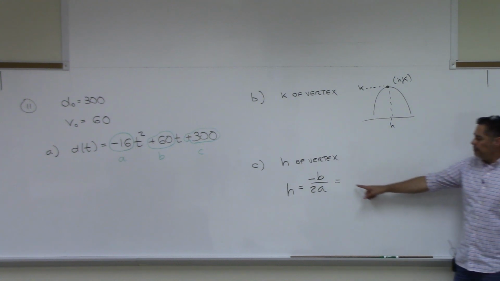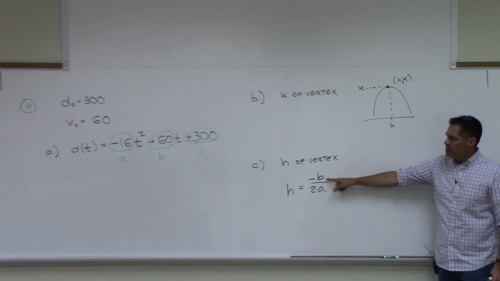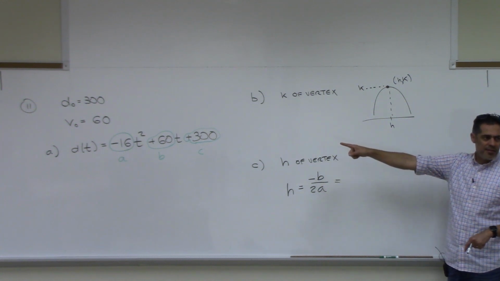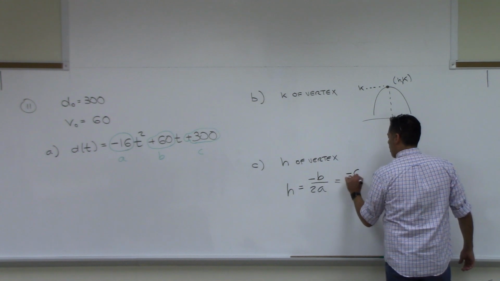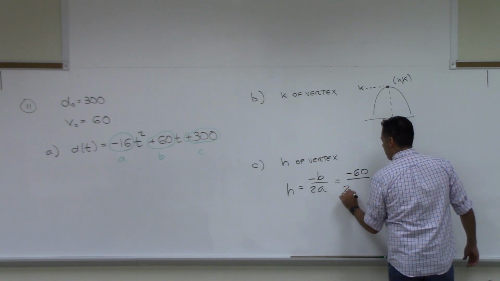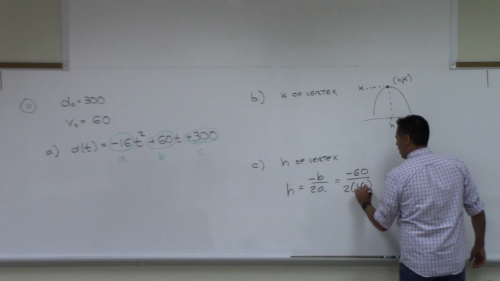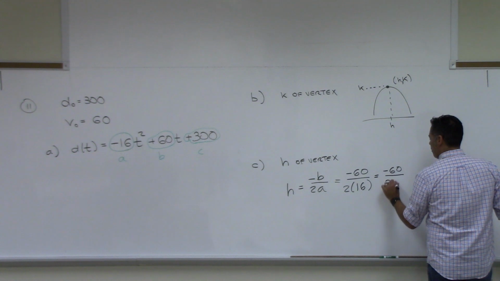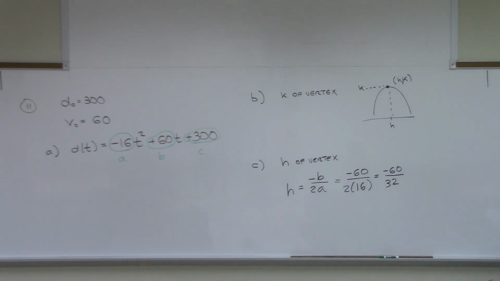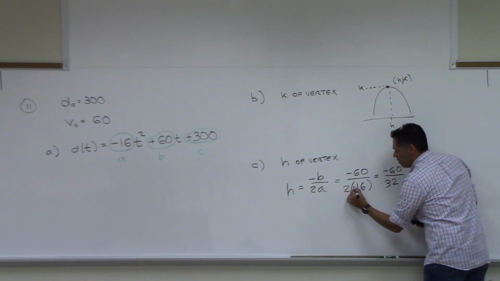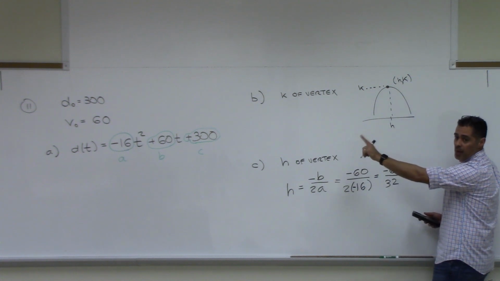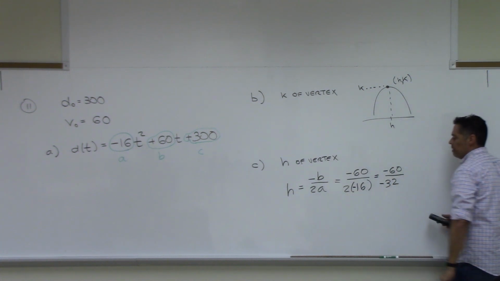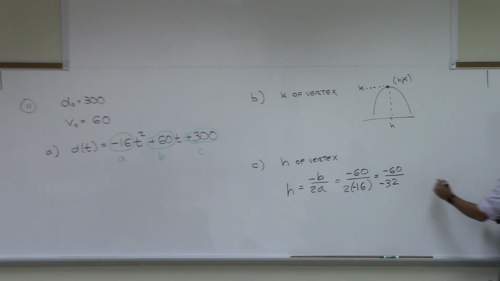So what's negative b? 60, but negative, right? Because our b is positive 60. So negative 60 over 2 times what number? 16. 2 times 16. So we get negative 60 over 32. And then again, we get our calculator out. Hold on. Oh, sorry, I messed up. Negative 16. Sorry, negative 16, right? A is negative 16, not positive 16. So 2 negatives give you a positive.